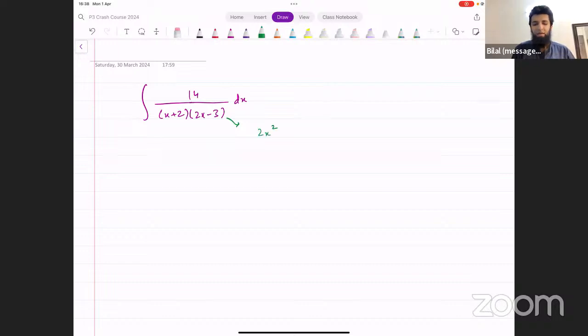So this is 2x squared plus 4x minus 3x, which is plus x minus 6. So the denominator in simplified form is this. It's a quadratic expression. The derivative of a quadratic expression is going to be linear. In this case, the derivative would be 4x plus 1. There's no way you can have 4x plus 1 in the numerator by multiplying or dividing by a constant. So you cannot do this using the ln rule.